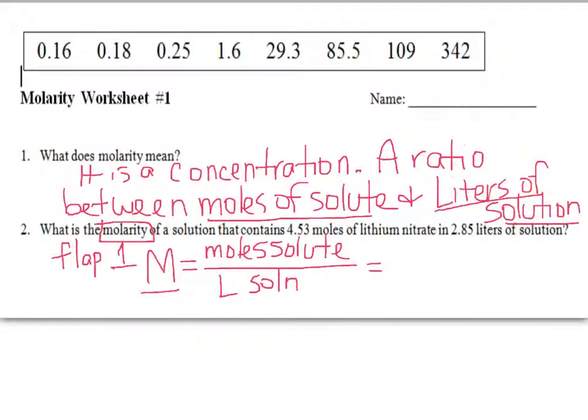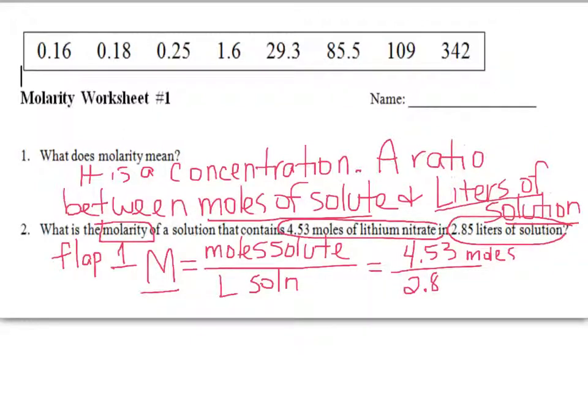So I'm going to circle the two things that we're given. We're given 4.53 moles of lithium nitrate and 2.85 liters of solution. So we will put in 4.53 for our moles of solute and 2.85 for our liters of solution.